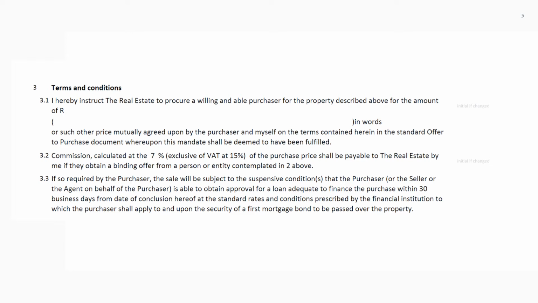Clause 3.3. Should the purchaser require suspensive conditions, for example, a loan from a bank, this will have 30 business days for the purchaser to conclude this application.